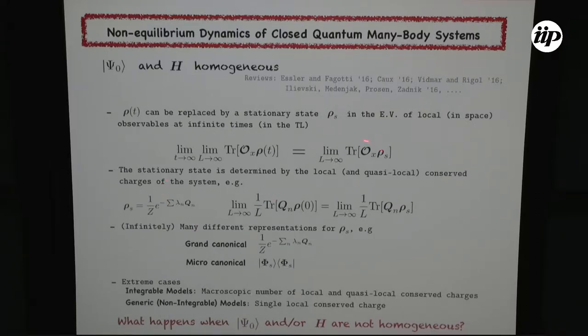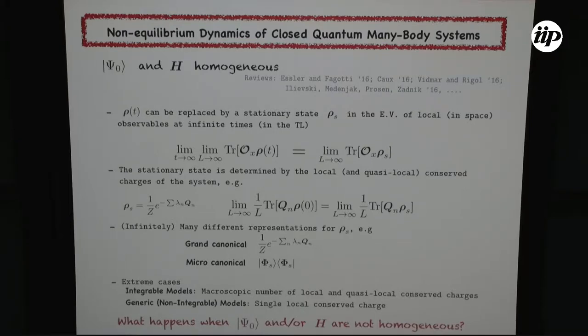Then the point is how to determine this rho s, and basically this state here can be determined by knowing the local and quasi-local conservation laws of the system. And by local conservation law, I mean a conservation law which can be expressed as a sum or an integral of some local density, something acting non-trivially only on one side, basically, of a spin chain. And quasi-local has the same structure, but now this density has exponential tails.